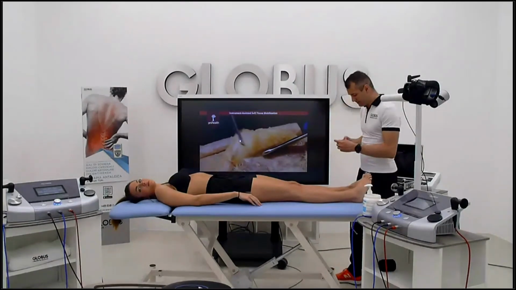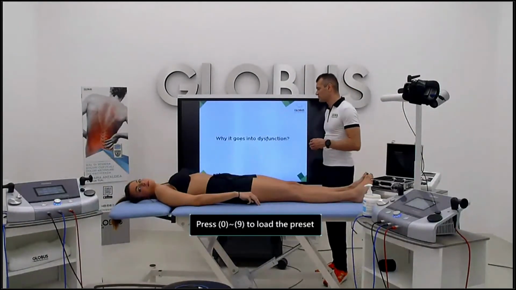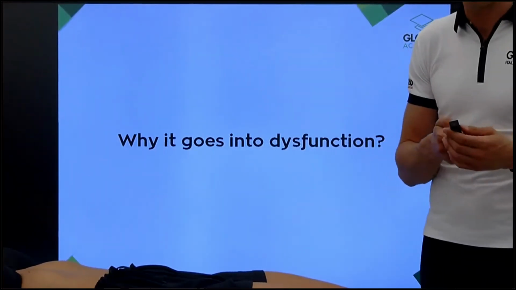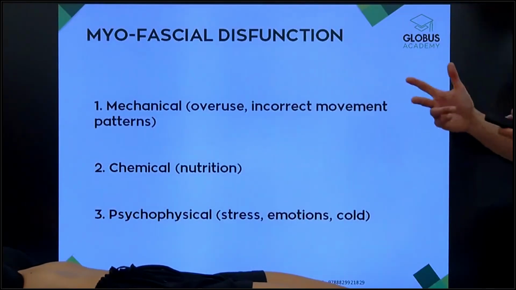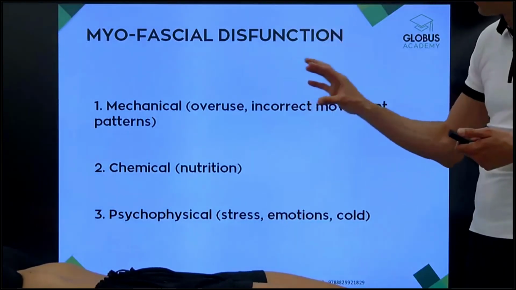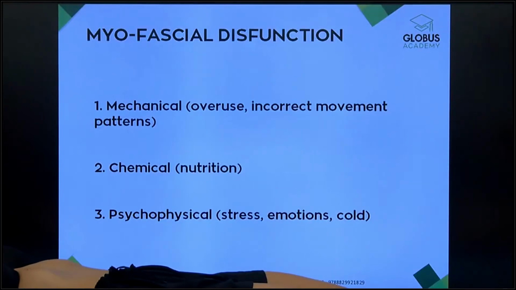So I'm going ahead, Habib. Why does the fascia go into dysfunction? Why can we have some issues, some troubles with the fascia tissue? It's very interesting to know that we have three main myofascial dysfunctions: the mechanical, the chemical, and the psychophysical. These are conditions that can really affect the fascia.